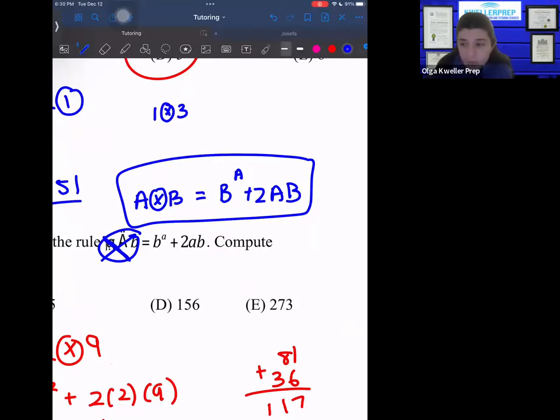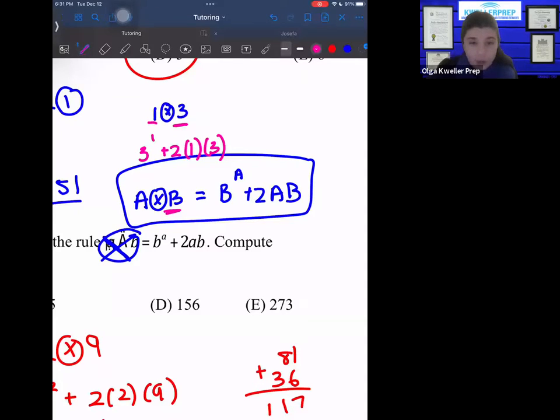So one symbol 3, we just follow the pattern, right? B in this case is 3. So we take 3 and then we raise it to the A power, which is 1. And then we take 2 and we multiply it by A, which in our case is 1, and then by B, which in our case is 3.